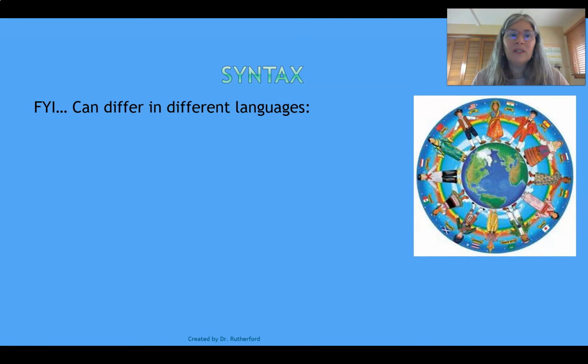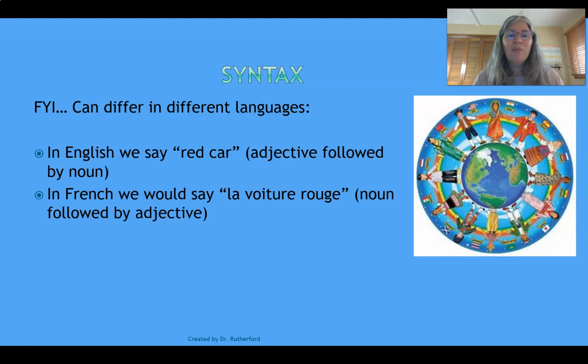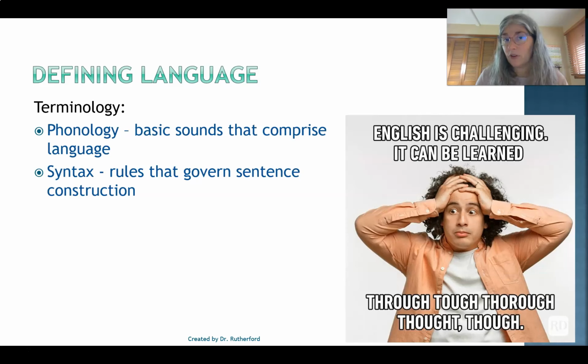I think it's also important to note that syntax can differ in different languages. Any of you that have picked up a second language, I'm sure, have noticed this. For instance, in English, we would say, oh, there's a red car. The adjective comes first, it's followed by the noun: the blue bird, the green book. But in French as well as in Spanish, you would say the opposite. So in French, you would say la voiture rouge. The noun would come first, followed by the adjective. So syntax rules aren't always the same, which is why learning a second language can be challenging.